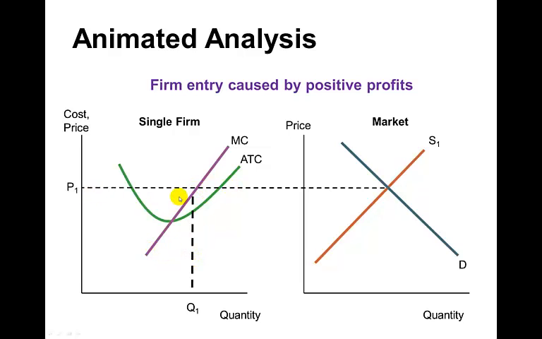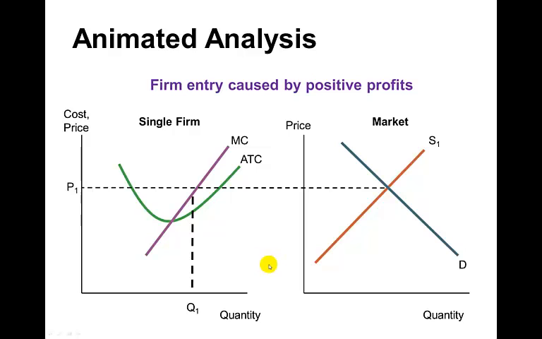Okay, so in the short run, you can see my little firm here is making profits. The price is up here, so the price is above the minimum average total cost. The firm's profits would be given by a rectangle that just goes like this, right here. So what's going to happen in the long run?